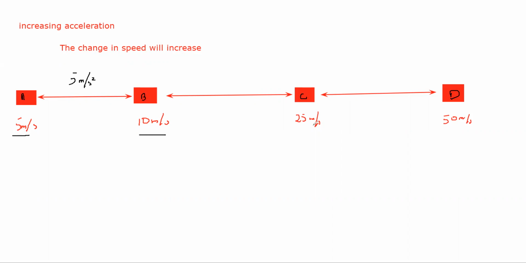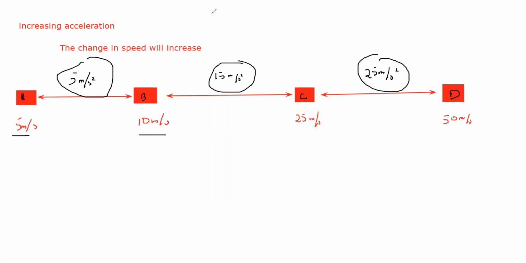It is 10 become 25. So what is the change here? 15 meter per second square. So from C to D, C is 25, D is 50. So C to D, it is 25 meter per second square. So you can see here the speed is increasing as well as the acceleration, or change in speed, is also increasing. So what will be the shape of the graph for this type of motion?